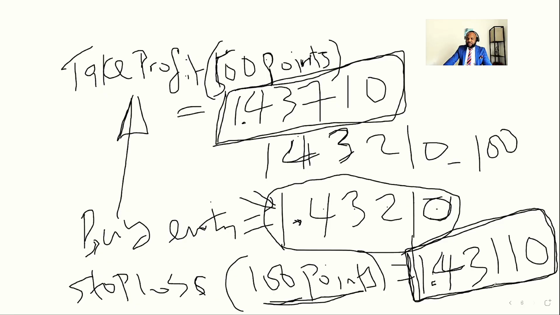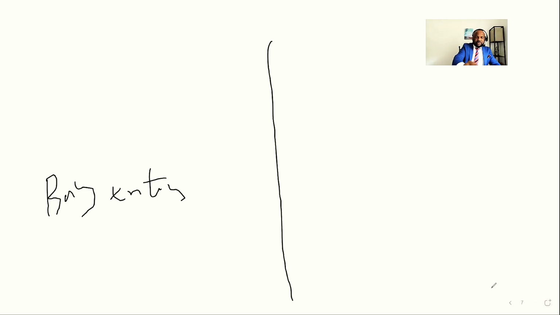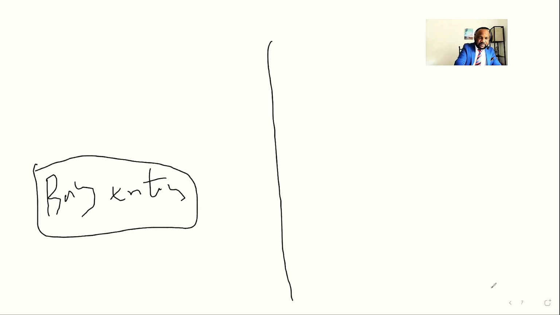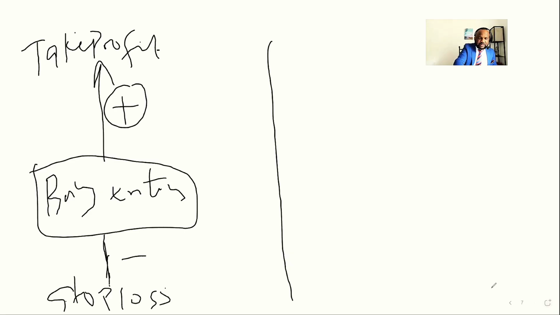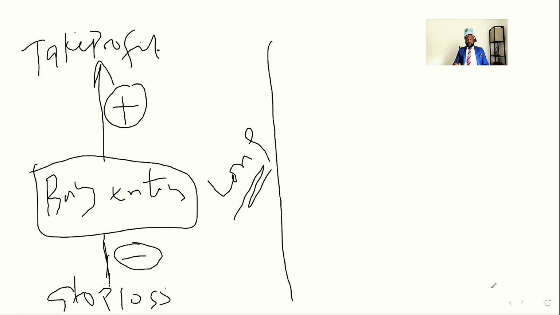Okay, let me draw this thing. In a long position, you buy at the current price. You set your take profit above, and to get that take profit, you have to do a plus on the entry price. And then you set your stop loss below, and to get your stop loss, you have to subtract from the entry price. This is long positioning. Write it down. Draw this diagram quickly.